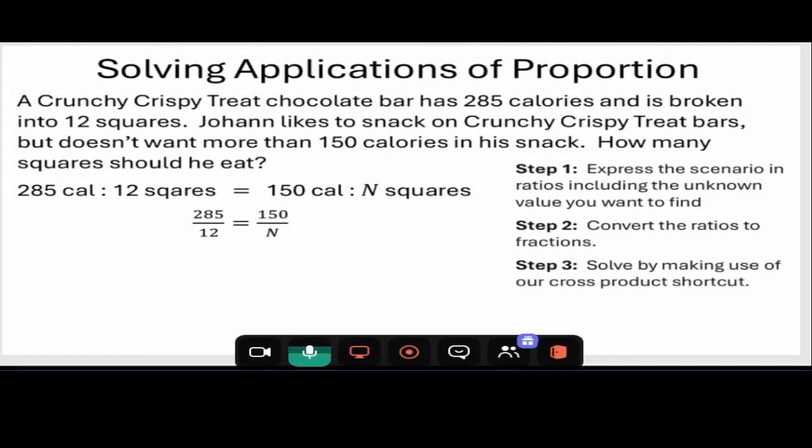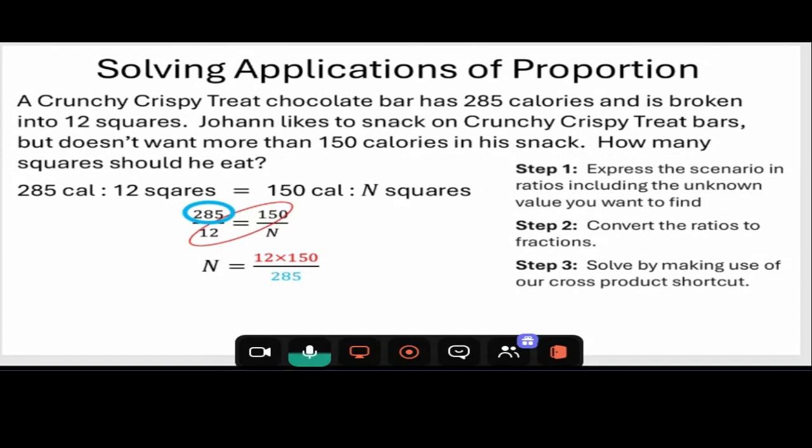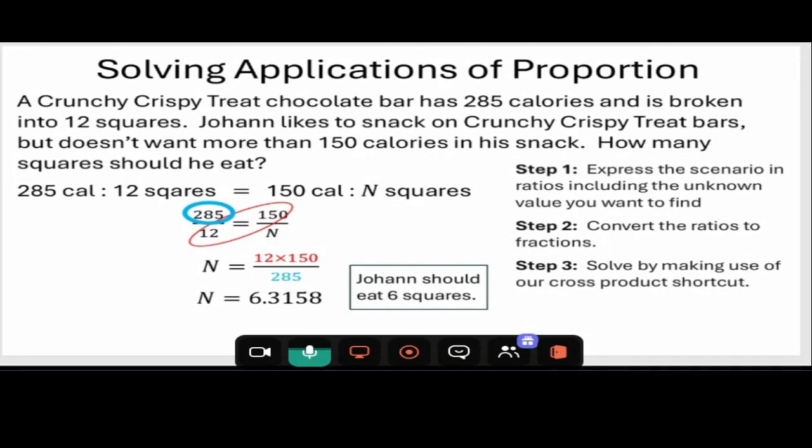Step three, solve by making use of our cross product shortcut. So I see the 12 and the 150 is the cross product that doesn't have a variable. So I know that n will be equal to 12 times 150, then divided by the other number, which is 285. Turns out to be 6.3158, and let's see, it said how many squares should he eat. So I'm thinking Johan isn't planning to break off 0.3158, so let's assume he wants the whole number. Johan should eat 6 squares. Otherwise, he's going to go over his 150 calorie limit.